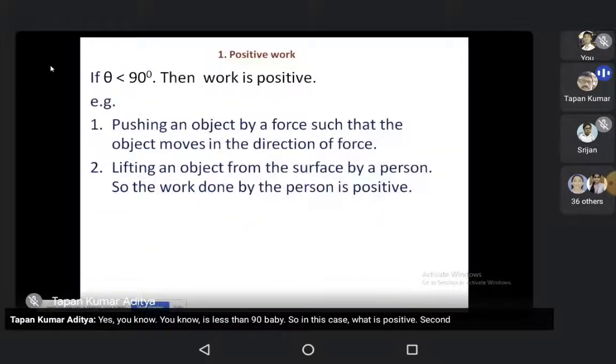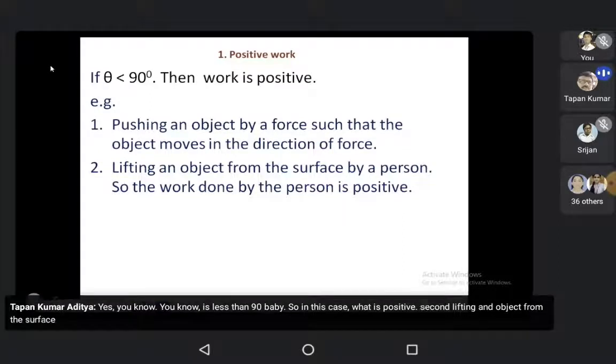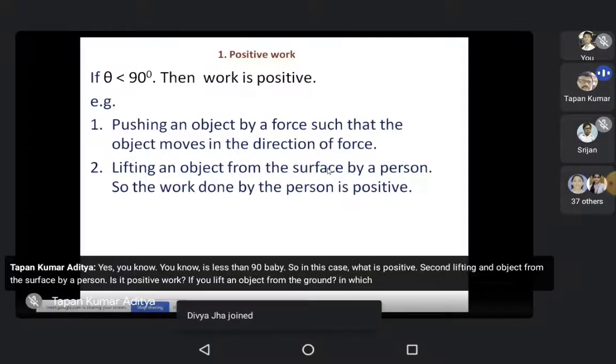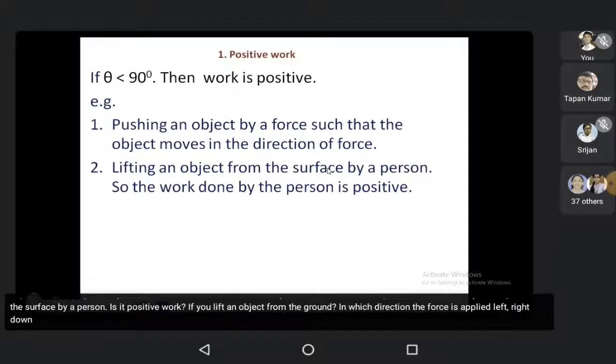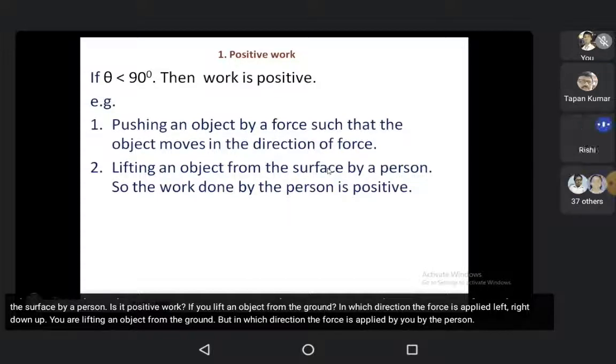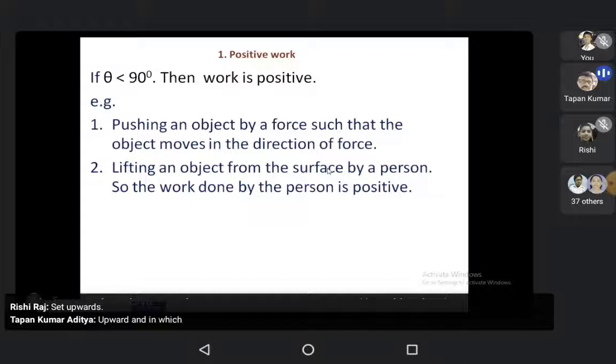Second, lifting an object from the surface by a person is a positive work. If you lift an object from the ground, in which direction is the force applied? You are lifting an object from the ground, so in which direction is the force applied by the person? Upward. And in which direction is the object moving? Upward. So what is the angle? 0 degree. That is less than 90.